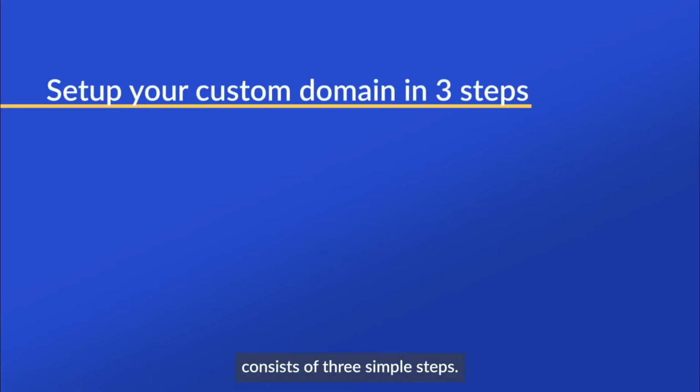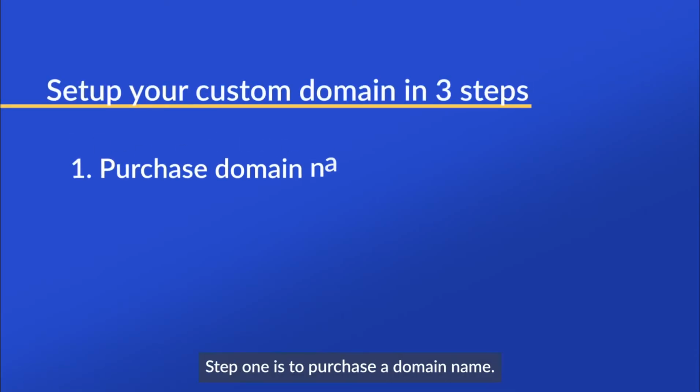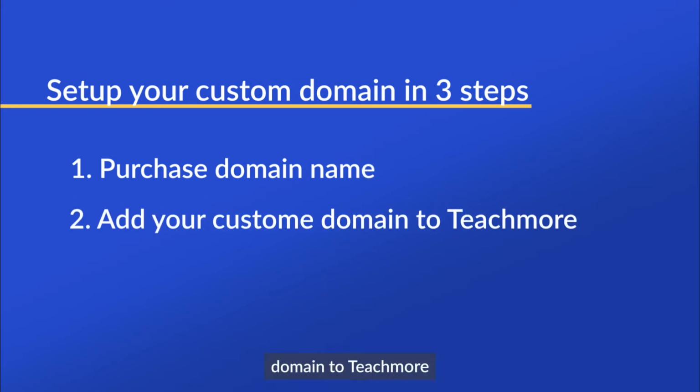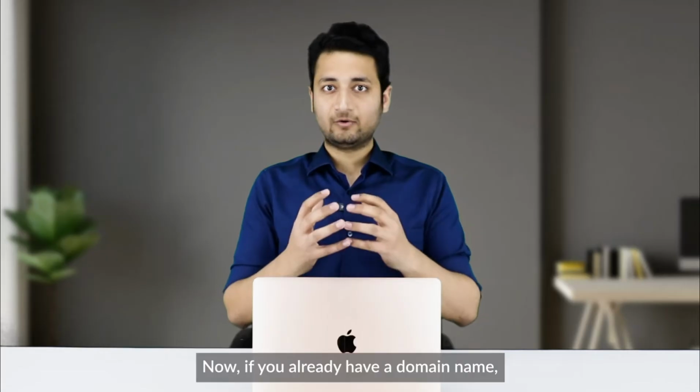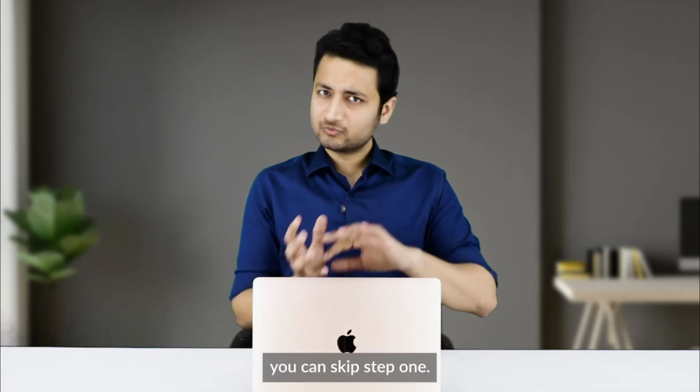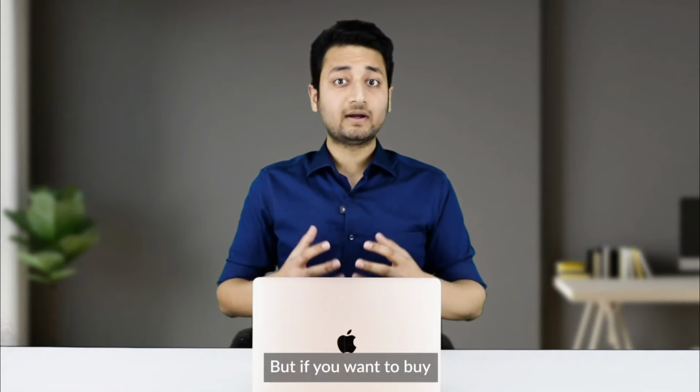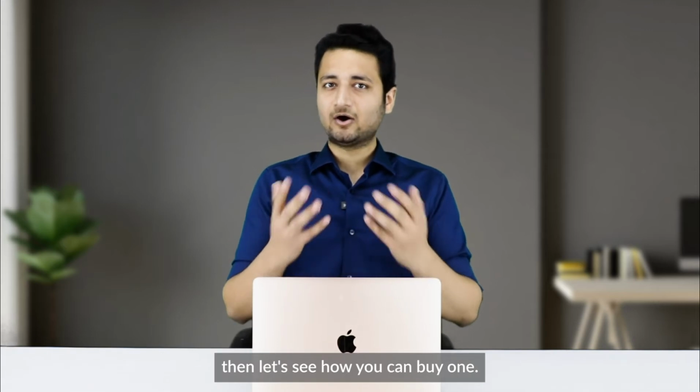The process consists of 3 simple steps. Step 1 is to purchase a domain name. Step 2 is to add custom domain to Teachmore. And step 3 is to add Cname records with your domain registrar. Now, if you already have a domain name, you can skip step 1. But if you want to buy a different domain name, then let's see how you can buy one.